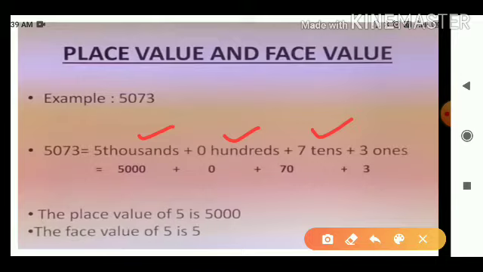Here I want to tell you one example. If you stand in front of a mirror, what can you see? You can see your image, the same image. Like that only, face value of a number is always the same number. Face value means you remember the mirror, it gives your image. Like that, face value of a number is always the same number.